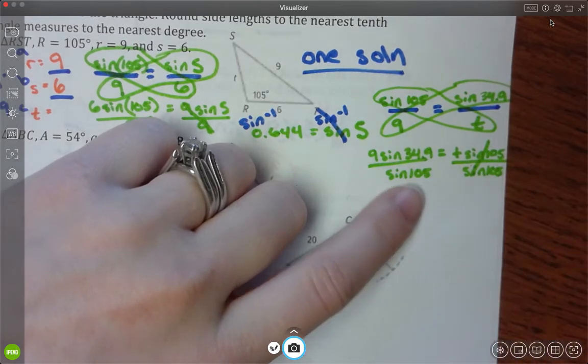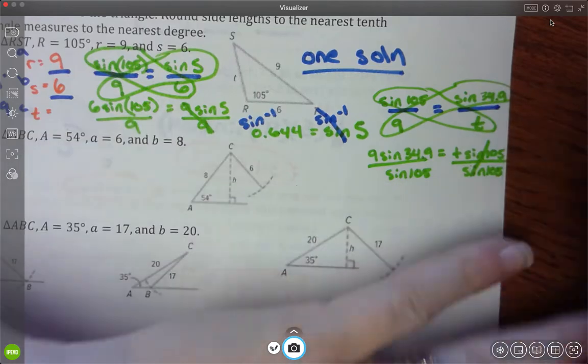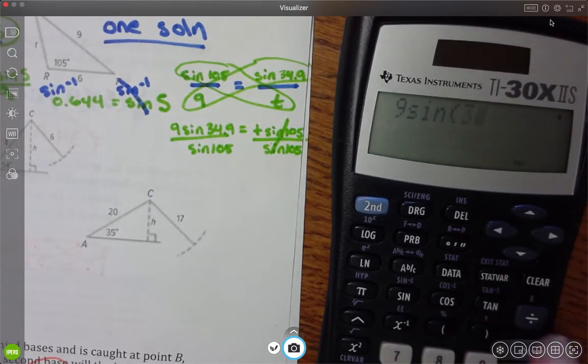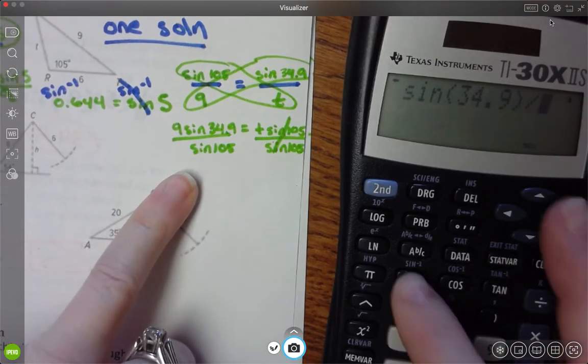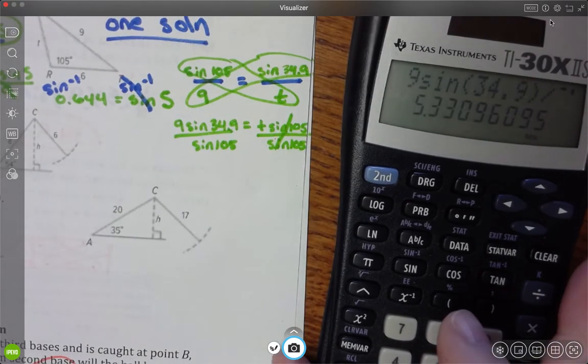Okay, and I can type this all in. So 9 times sine of 34.9, 9 sine 34.9 divided by sine of 105. And we have 5.3 is what that third side will be.